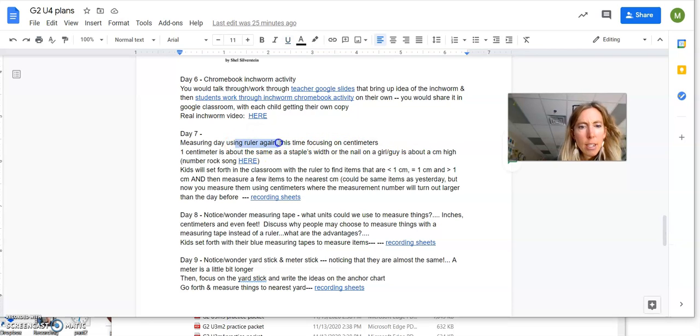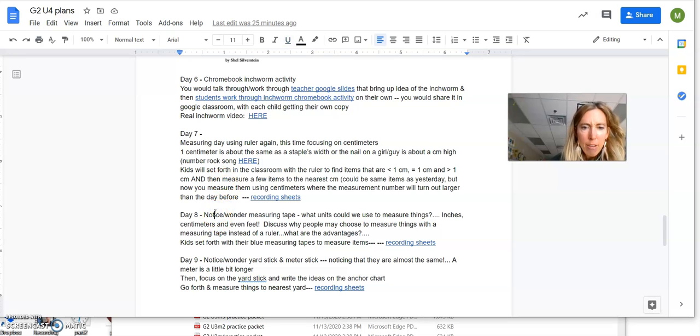Day 7, you're going to use the ruler again, a 3rd time, but now we're going to focus on centimeters. So now how big is a centimeter? It's actually a little smaller than an inch. And so now you have a new Number Rock song, and then kids go forth and measure in centimeters.